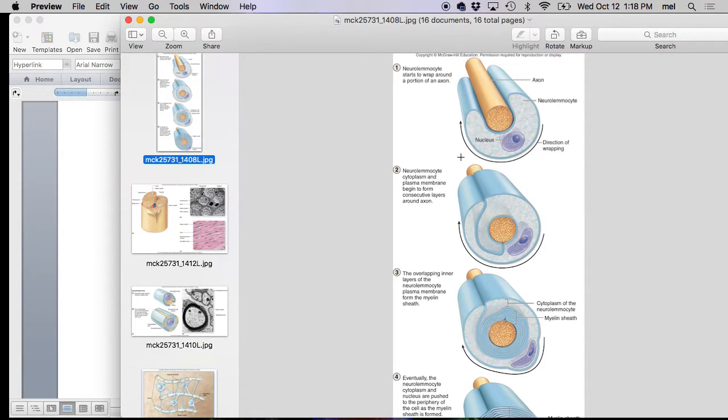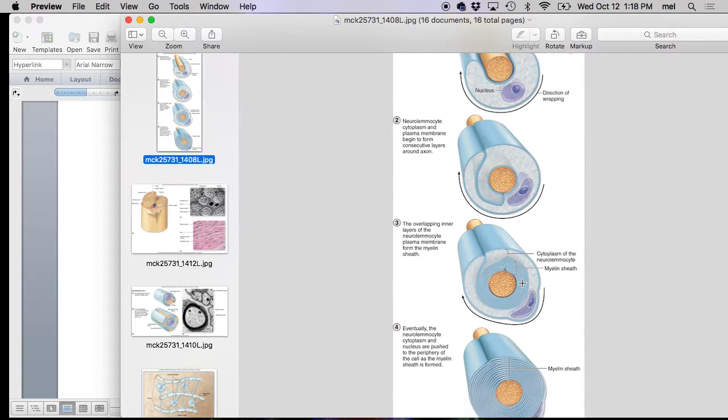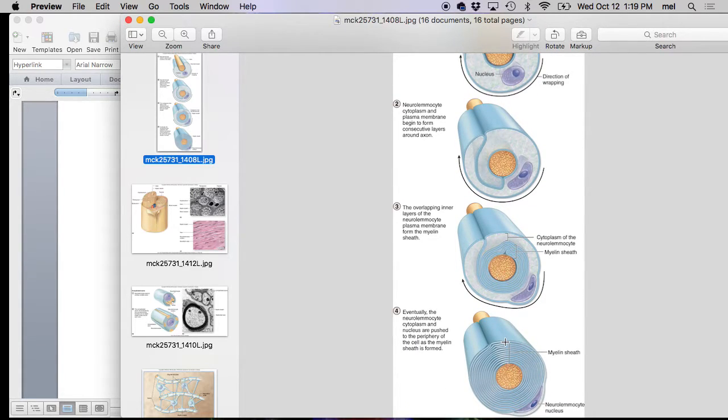So here's what this cell does. It devotes its entire self and its entire cell life to wrapping around and around and around to insulate a portion of the axon. Okay, and what it ends up doing is pushing the nucleus off to the side and sort of squishing out most of the cytoplasm and other organelles. So it ends up just coating it. And isn't that mostly phospholipid bilayer, if it's just layer after layer?